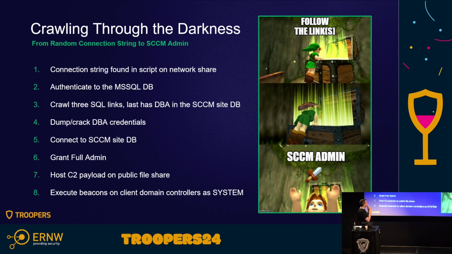We found a connection string for a database in a network share, and that allowed us to authenticate to just some random database on the network. We crawled SQL links, and one of the links was DBA in the central administration site database. So we had database access, but we didn't really know how to turn that into administrative privileges in SCCM. So we cracked some DBA creds, logged directly into the database, and then figured out a way to get ourselves into that group in a lab, and then executed that in prod, of course.